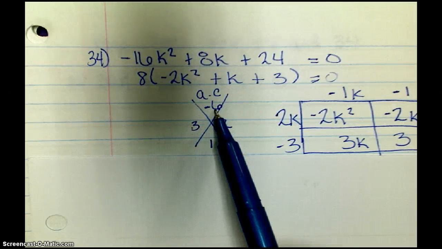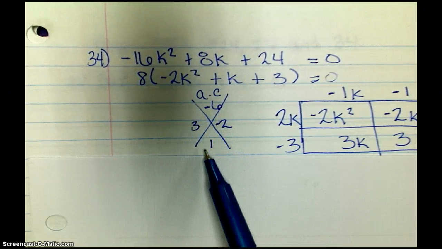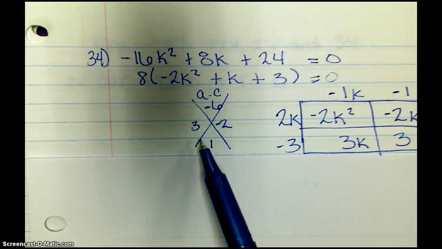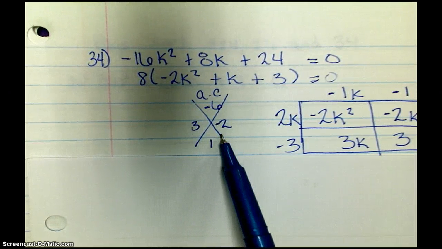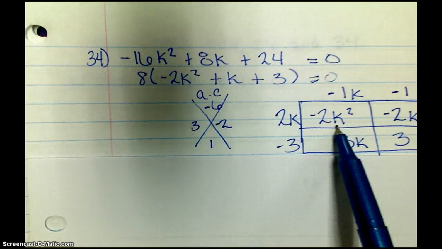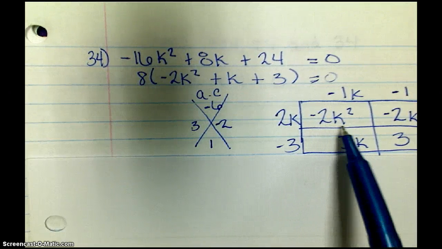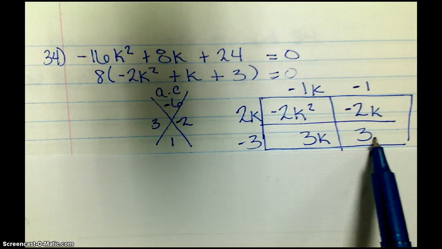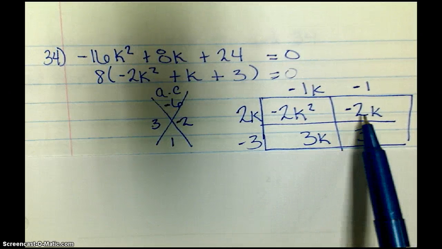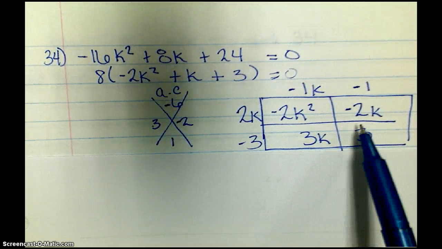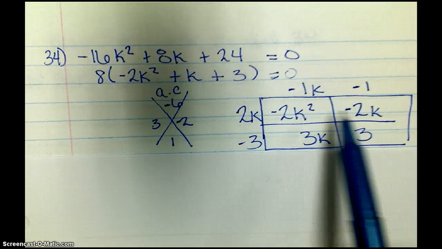What do I multiply together to get negative 6 and add together to get 1? It's going to be 3 and a negative 2. I'm going to put my first term here, negative 2k squared, my last term, c, 3 over here, and then my factors, 3k and a negative 2k.